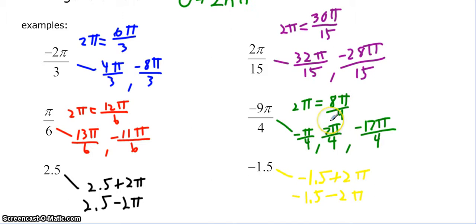So again, I'm just trying to show that there are many correct answers, but the question wanted us to have one positive and one negative, so we need to make sure that our answer has one positive and one negative.